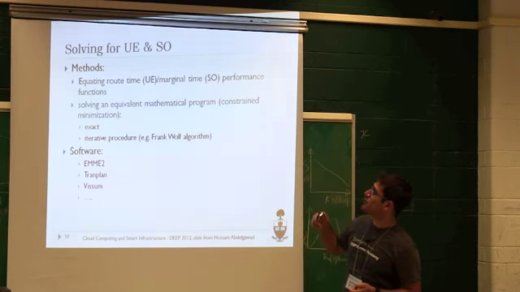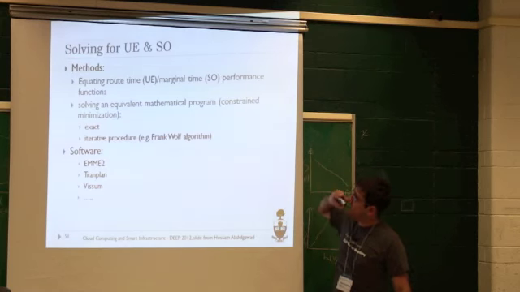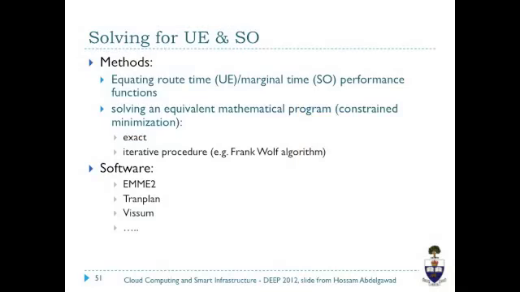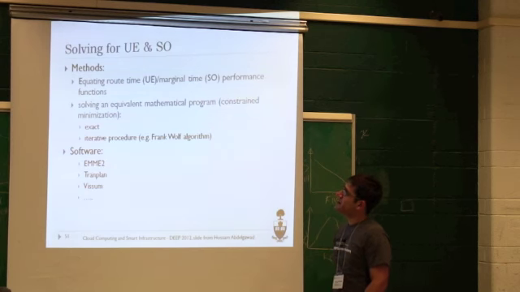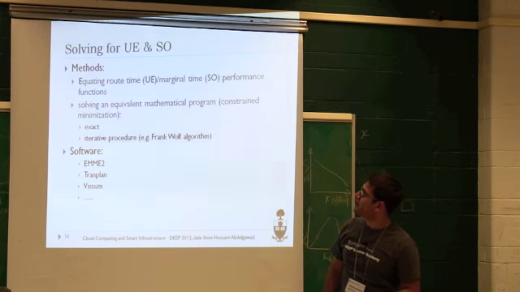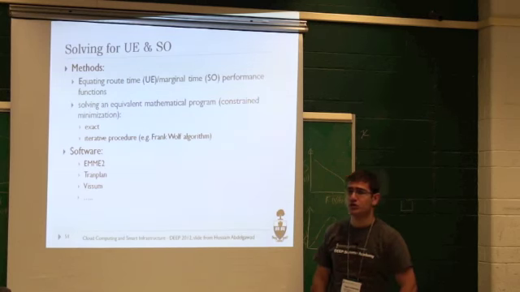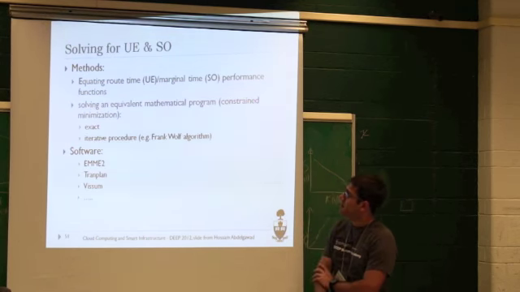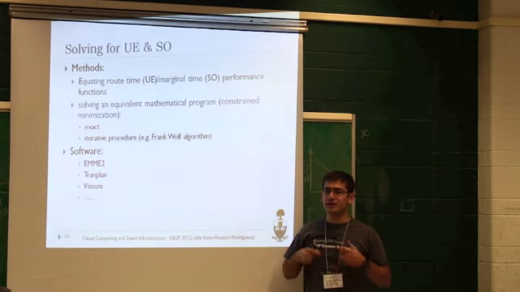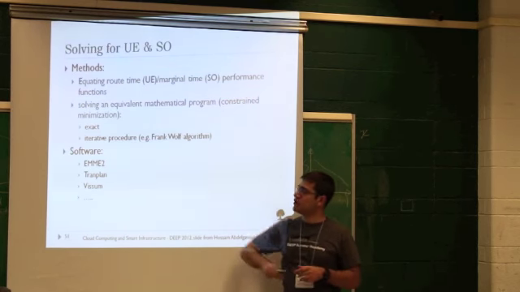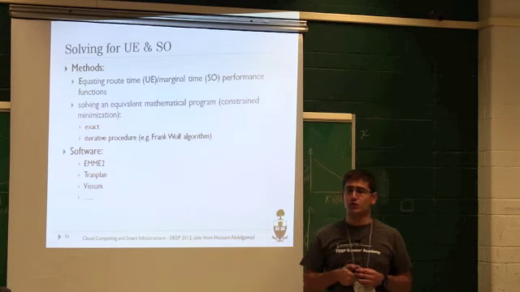Okay, so solving for user equilibrium and system optimal. For user equilibrium, please write these down. What you need to do is you equate the route time. So you equate travel time from different links together. And for solving system optimal, you equate the marginal cost. So marginal cost of 1 equals marginal cost of 2, and so on and so forth. And this is an iterative procedure. This is what you might start with, and then you shift until you reach a solution. And there are different software tools that would do this.